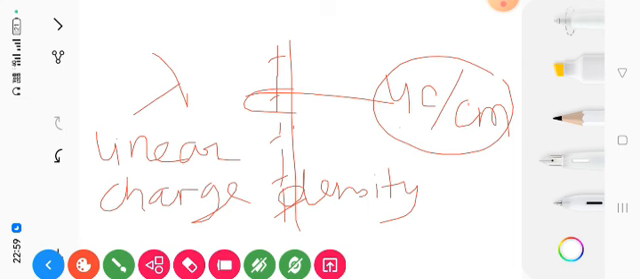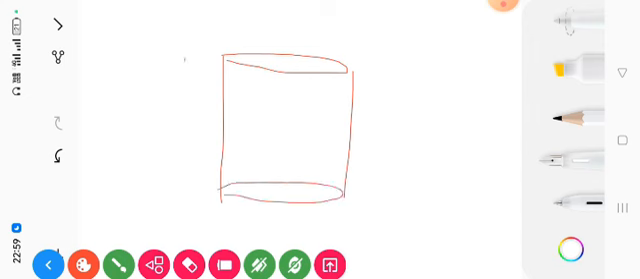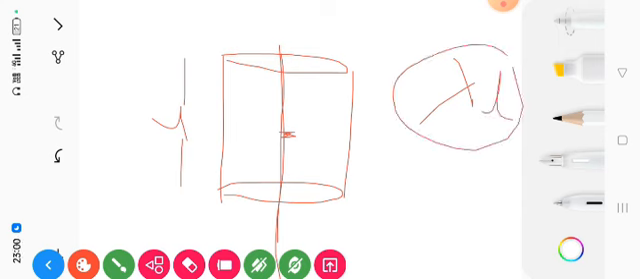So lambda will be given for our problem, and you see the cylinder I have drawn. Suppose this is of L length. So how much charge will be in this? The charge density is for 1 centimeter, the charge is lambda. That was the linear charge density. Just multiply with the length. This is the charge enclosed. So everything has been plugged in.